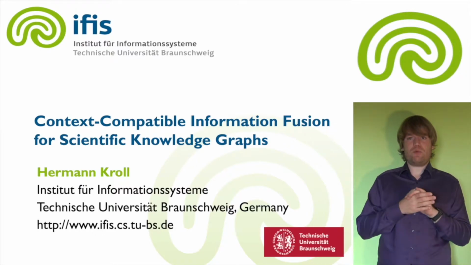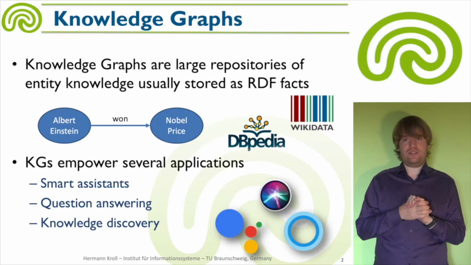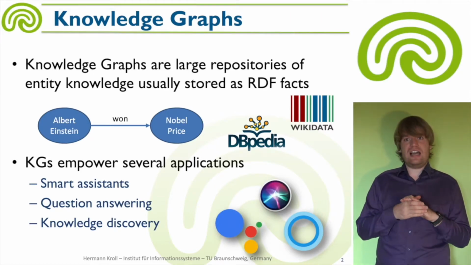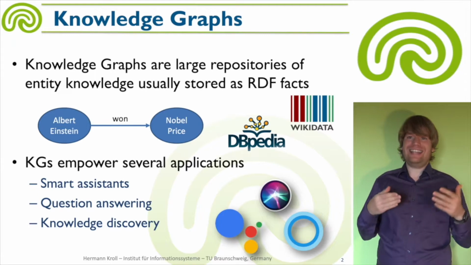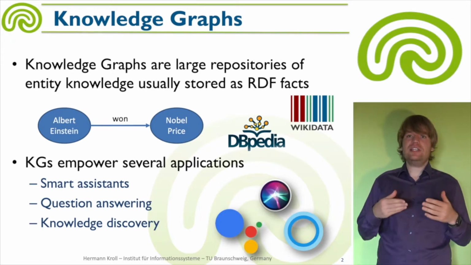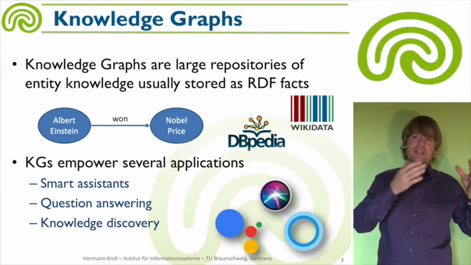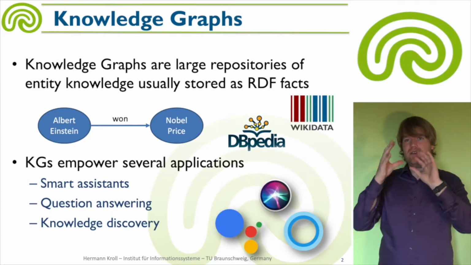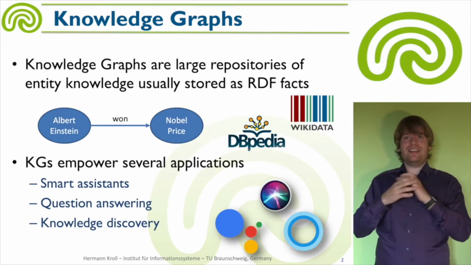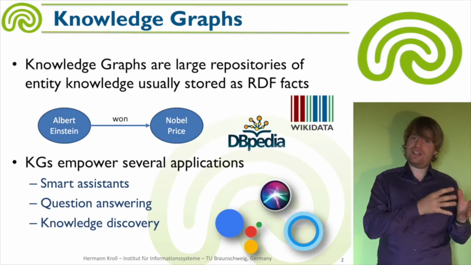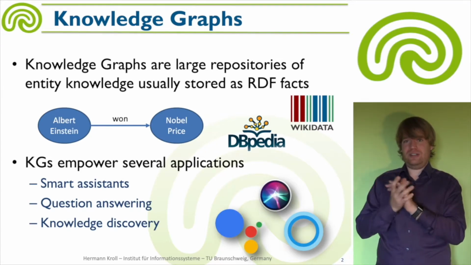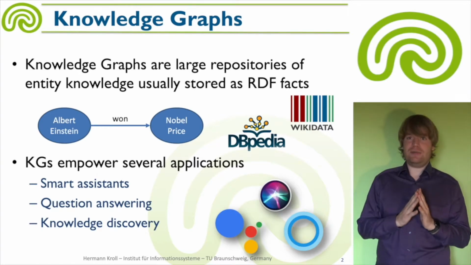So let me start with a brief introduction of knowledge graphs. Knowledge graphs are large repositories containing entity knowledge. Typically, knowledge is encoded as RDF facts. For example, Albert Einstein won the Nobel Prize is a fact consisting of a subject, a predicate and an object. Knowledge graphs are used in many applications today.